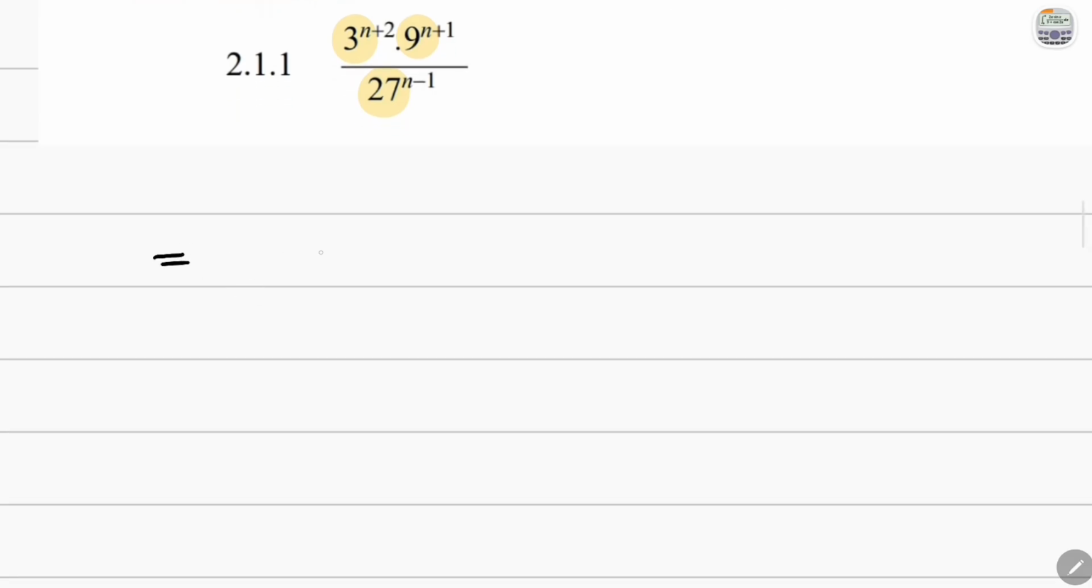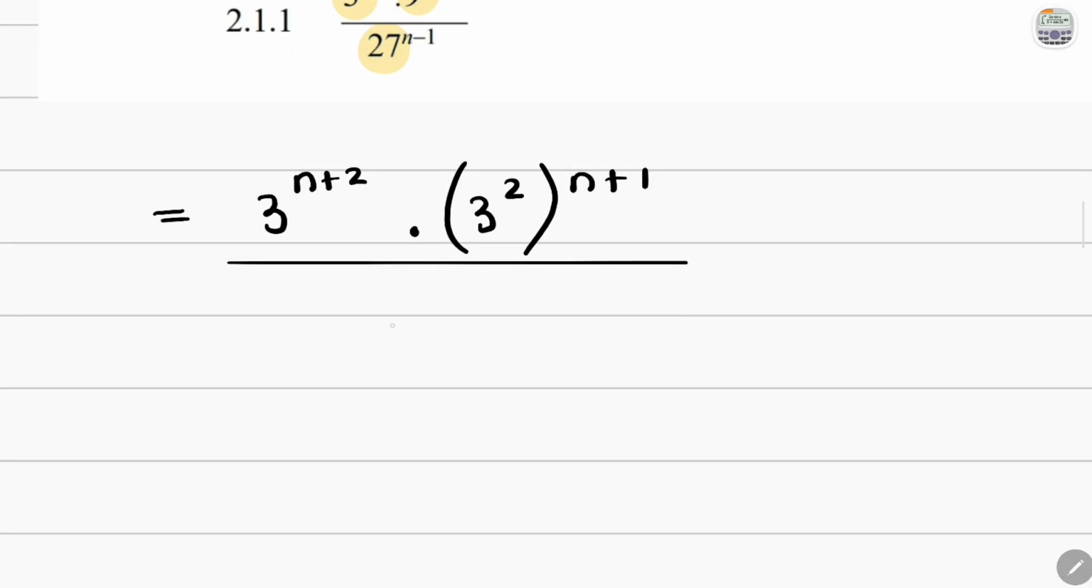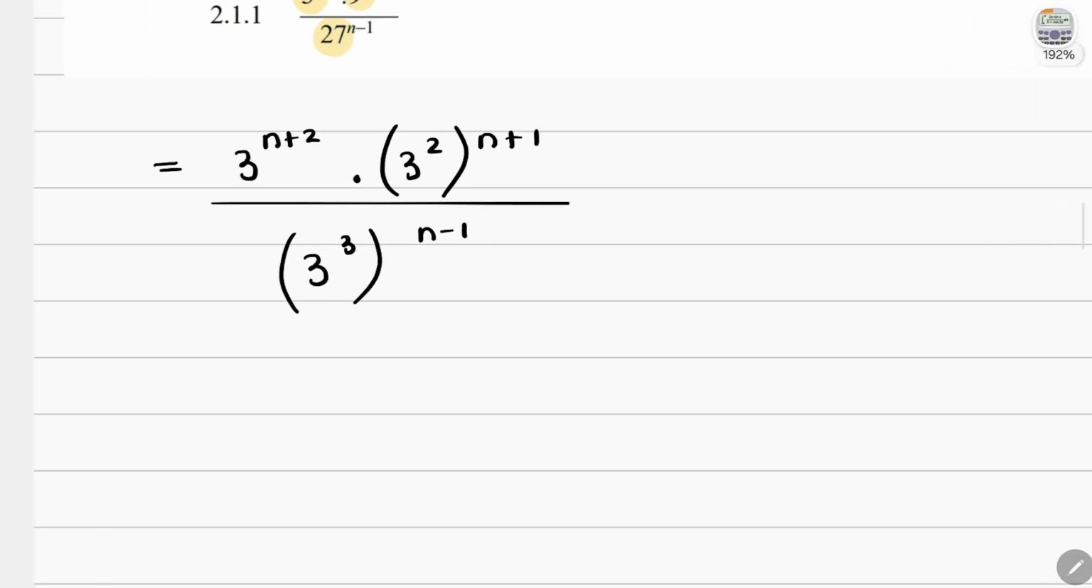So we're going to rewrite this as, this is still 3 to the power of n plus 2. And then 9 can be written as 3 squared, but then you still have the n plus 1 outside, so raised to the power of n plus 1. All over 27 can be written as 3 to the power of 3, and then all raised to the power of n minus 1. And let's go ahead and simplify this.